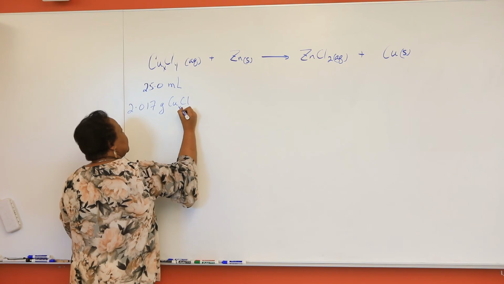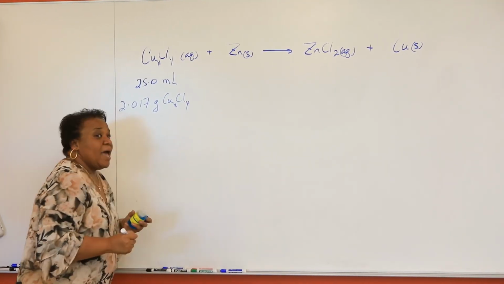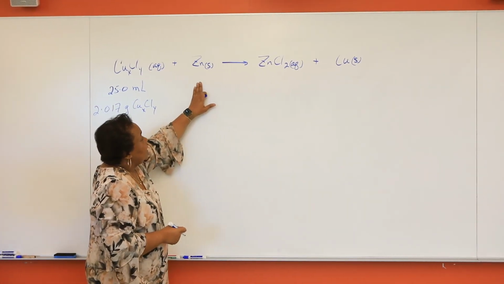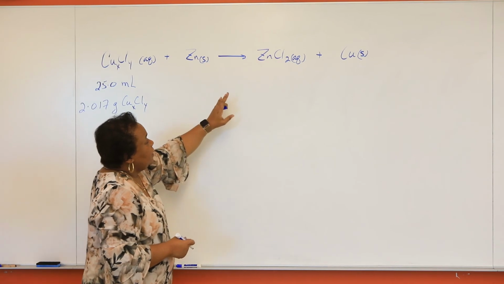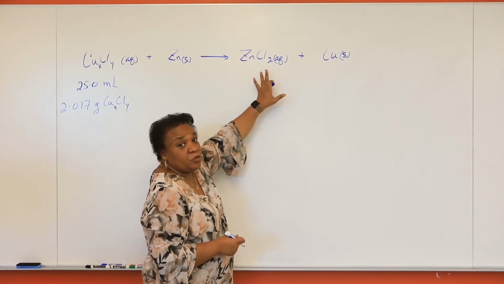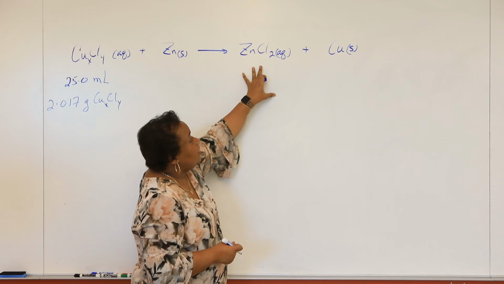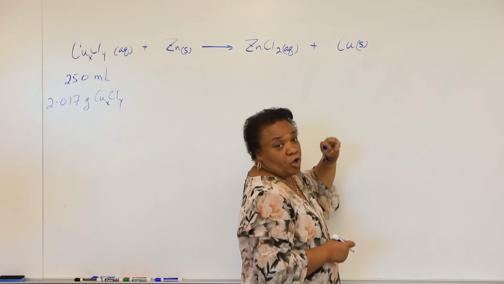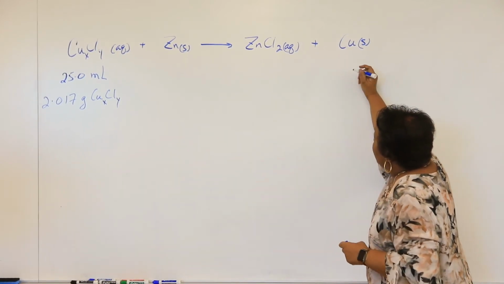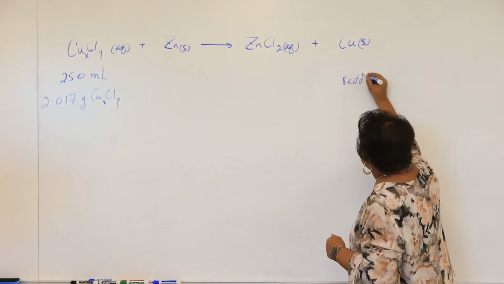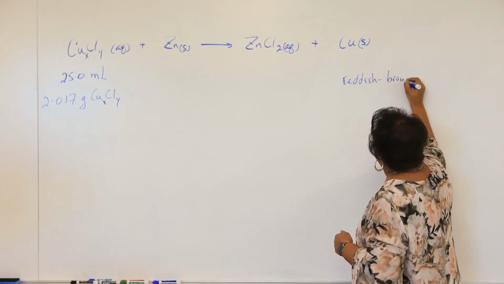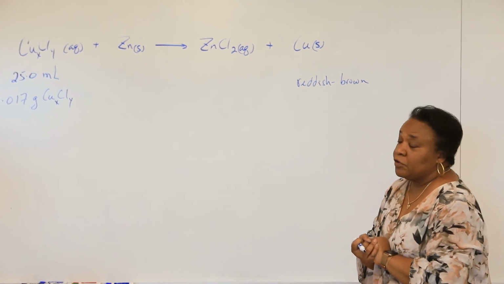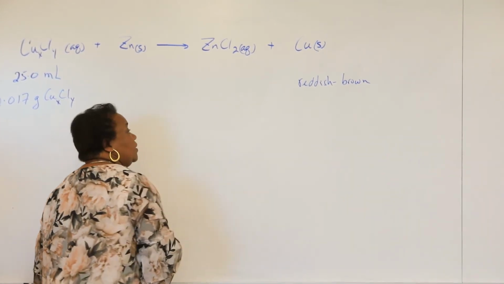So before we begin this experiment, do you agree I know the mass of my copper chloride solution. Zinc is a shiny metal, and so when these two combine, we're going to produce what? A clear colorless solution. Zinc chloride is a clear colorless solution, and you should also see the deposit of copper solid. And we all know that copper is this reddish brown compound. During the course of this experiment, we're going to be looking at some possible color changes. So how do we determine the empirical formula?